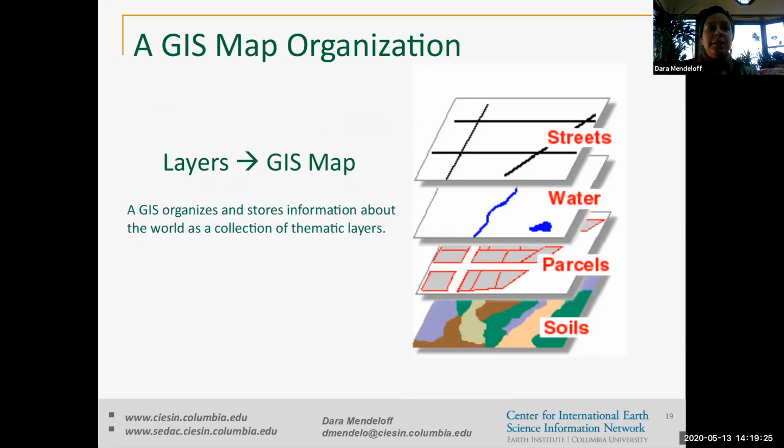So GIS requires understanding layers of information. Layers are thematic layers of information. In this example, we have streets, water, parcels, and soils. You can have lots of different types of layers, but the idea is that they're all in one place, representing the same space or location, and they stack on top of each other. You can turn them on and off, and that allows us to create a map.